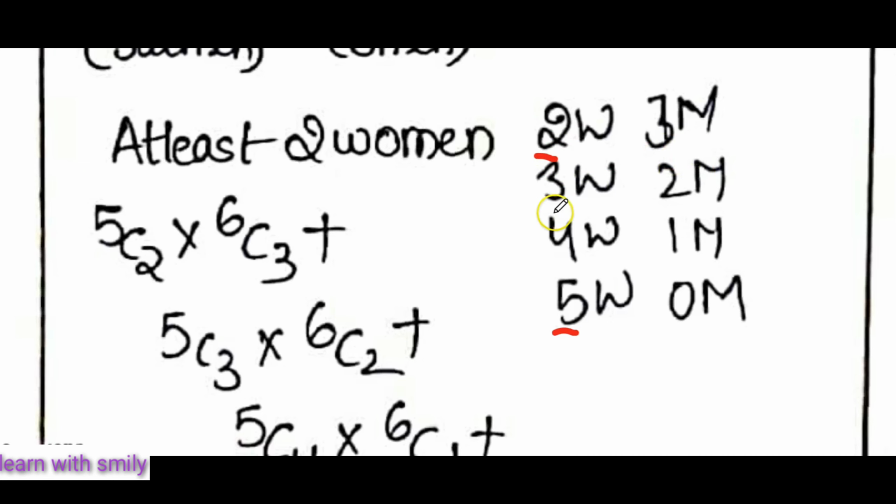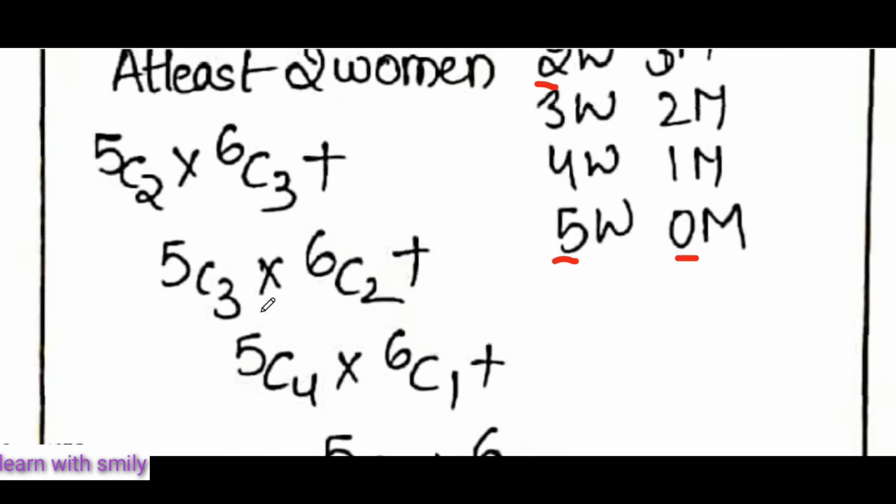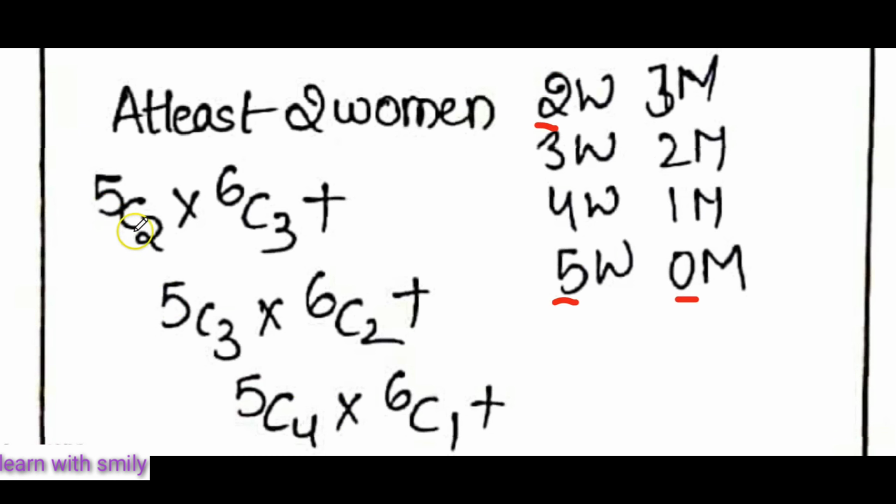And when we are taking 3 women, we will consider only 2 men for the count of 5. And when we take 4 women, we will take only a count of 1 man. When we take 5 women, there is no count of men in this. Okay, so this is the way we have to represent. Out of 5 women, we are taking 2, out of 6 men, we are taking 3.